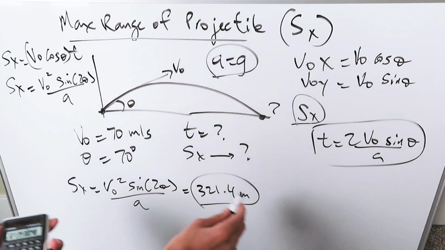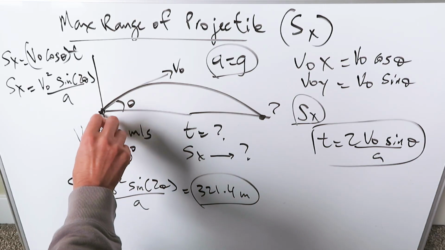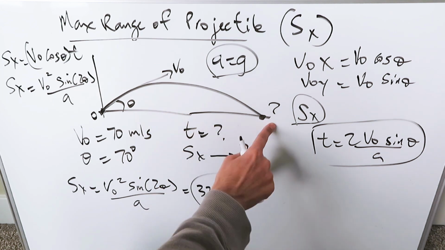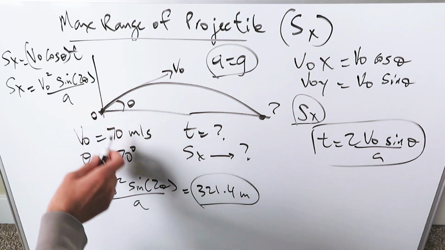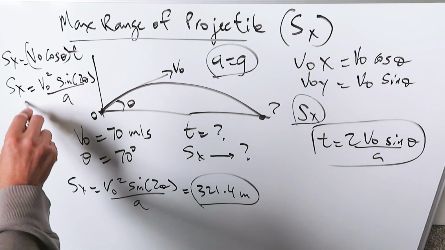My projectile traveled a distance of 321.4 meters to the right. If here's your starting point at rest, it went 321.4 meters to the right and it landed, having been launched at an angle of 70 degrees with an initial velocity of 70 meters per second. This was me using this equation.